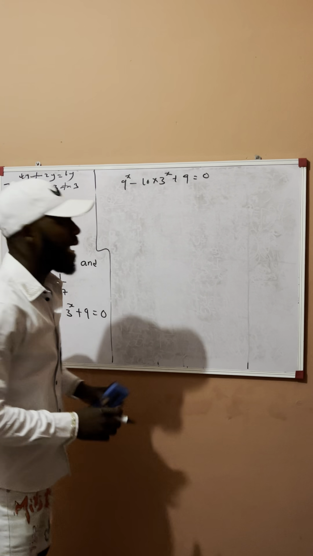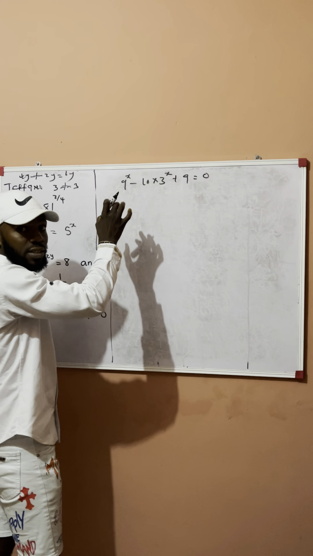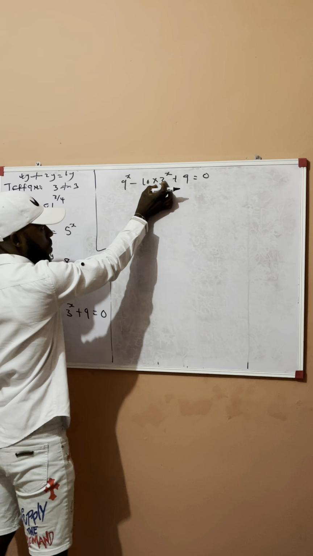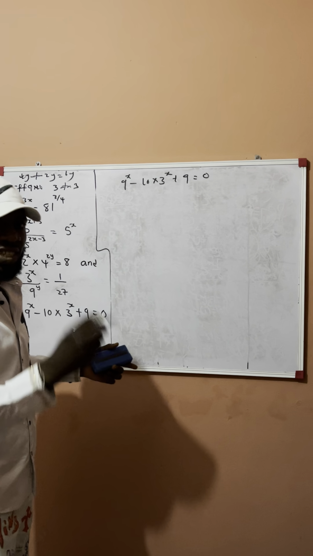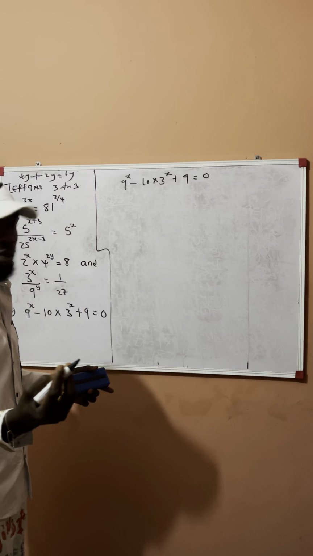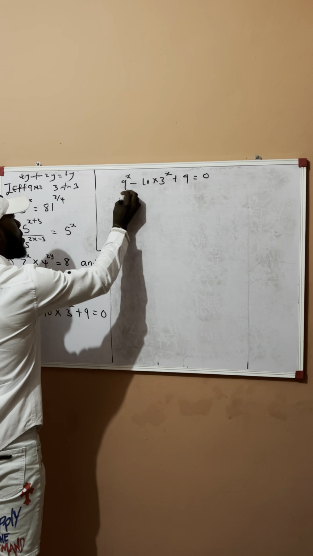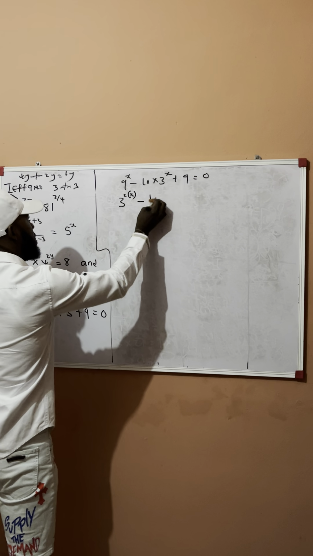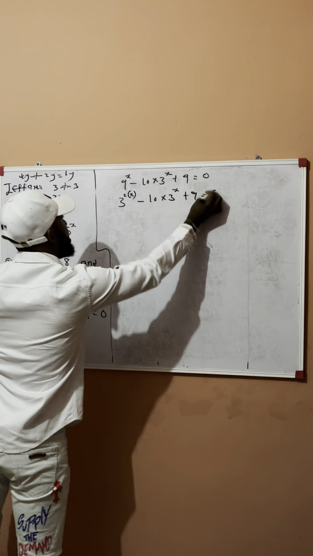Now, our main aim is to bring out 3 raised to the power x from 9 raised to the power x. And how can we do that? First is to break base 9 to base 3. And remember we said for us to break base 9 to base 3, it is 3 raised to the power 2, which is 3 times 3. So automatically here becomes 3 raised to the power of 2 bracket x, minus 10 times 3 raised to the power x plus 9 equal to 0.